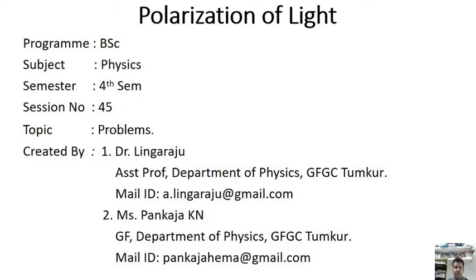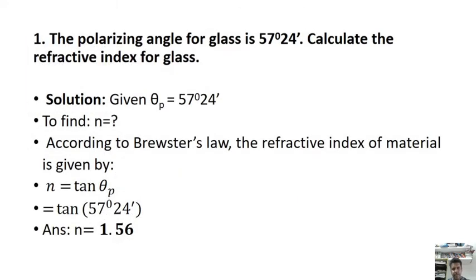Now we discuss the problems. I am going to read the first problem and explain how to calculate it along with the data. You see, the first problem: the polarizing angle for glass is 57 degree 24 minutes. Calculate the refractive index for glass.